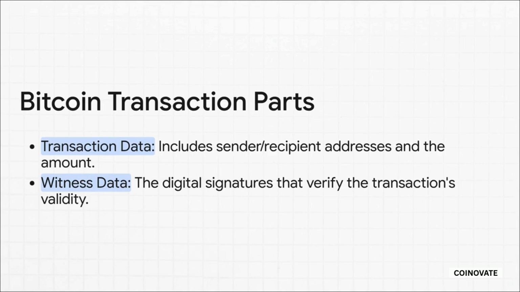You've got the main transaction data, that's the who, what, and how much, and then you've got the witness data. That's the digital signature that proves you actually have the right to spend the Bitcoin you're sending. Think of it like the check itself, and then the signature on the check that makes it valid.